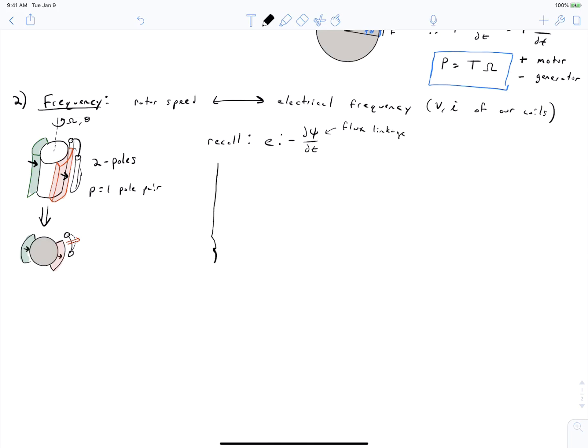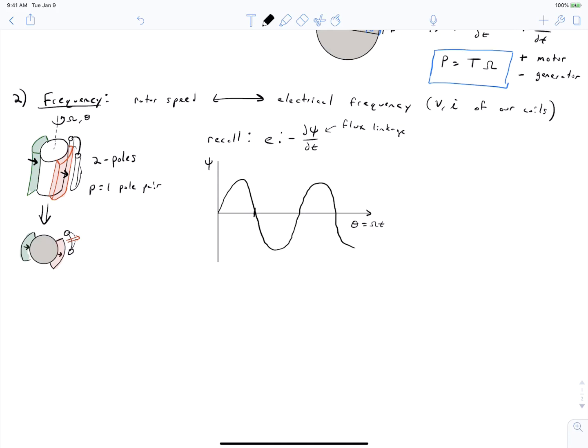And so what I'm going to do here is create a graph of the flux that's linking that coil as a function of the rotor's position. We'll say that we start at 0, and we've got a sinusoidal flux linkage. So we can see that when we rotate our rotor 180 degrees, or pi radians, our flux linkage is going to repeat itself in the negative direction. And when we rotate our rotor 1 full revolution, or 2 pi radians, our conditions will start over again.